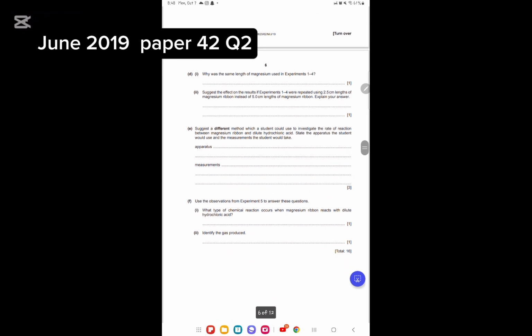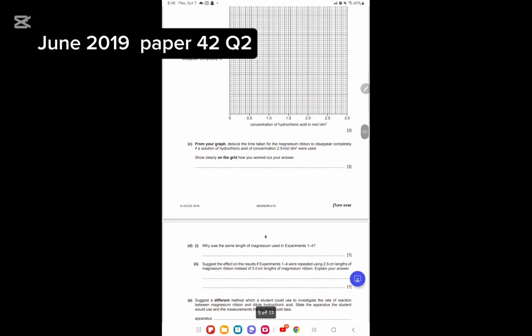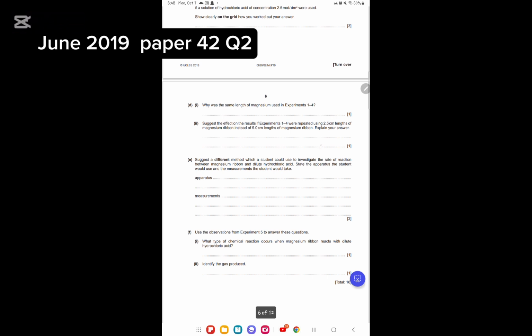For part D, what was the length of magnesium used in experiments 1 till 4? So let's go back up. In experiments 1 to 4, we used 5 centimeters. So in all of them, it was 5 centimeters. So the length is 5 centimeters. Now they're asking, why was the same length used? Because it is a control variable, or to make it a fair experiment.